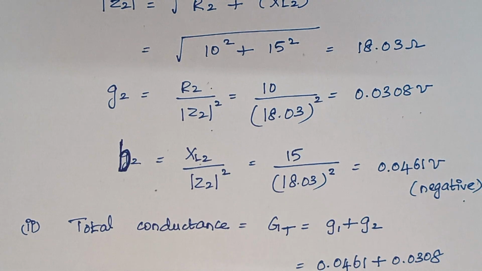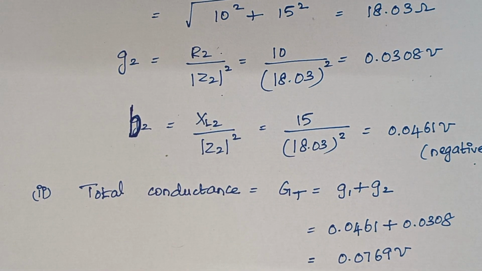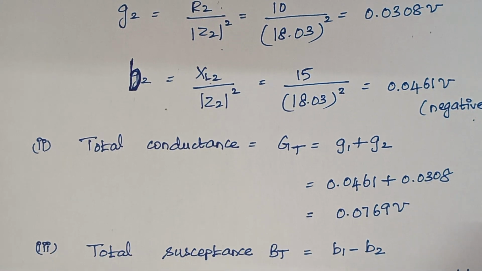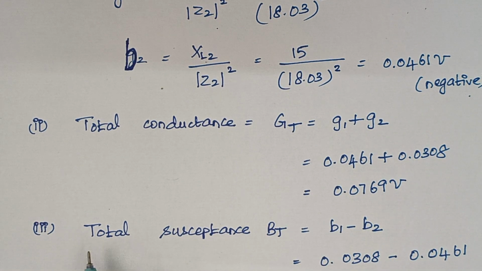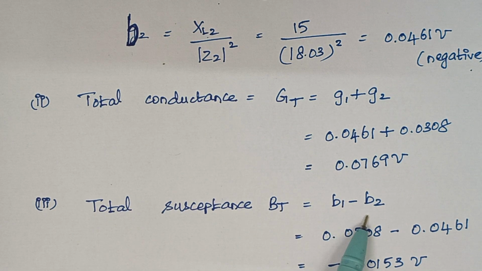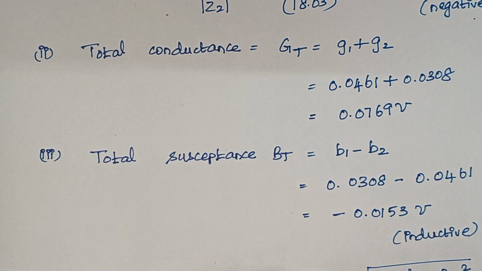Now we are going to calculate the total conductance. Total conductance is given by G1 plus G2. We know G1, we know G2, so just add. And next thing is total susceptance. So total susceptance is B1 minus B2, because here one path contains a capacitor and another path contains an inductor. So just substitute, and here you see the answer is negative. So what does it indicate? It indicates that the inductive load is more predominant here.